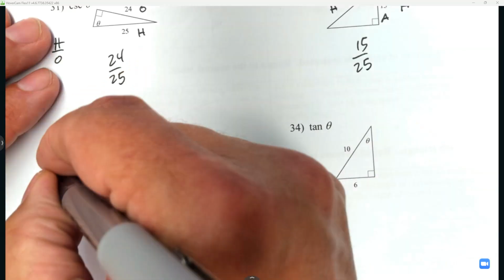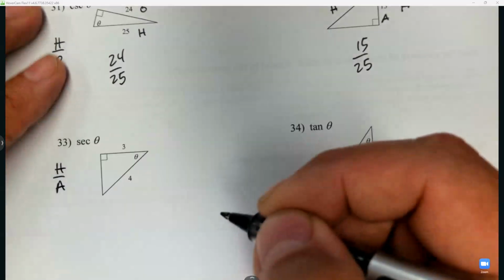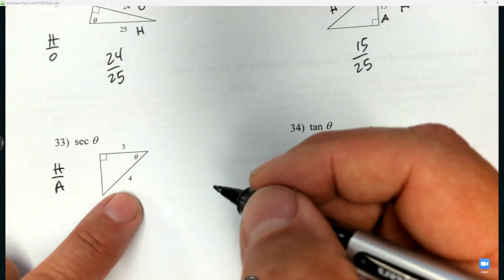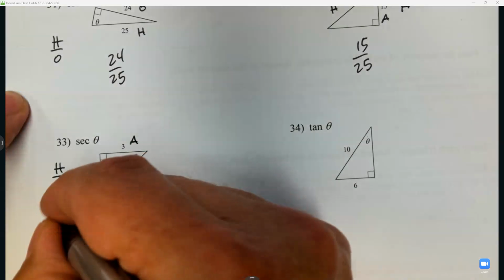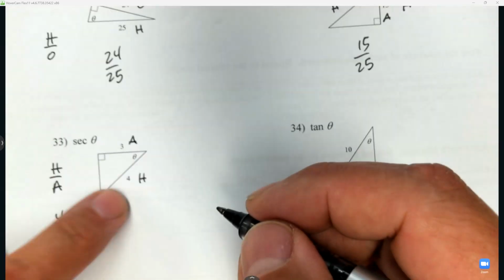Secant is the reciprocal of cosine. So it's hypotenuse over adjacent. I can see the hypotenuse is 4. The adjacent side is a. So I already have all the sides I need. So it's 4 over 3.